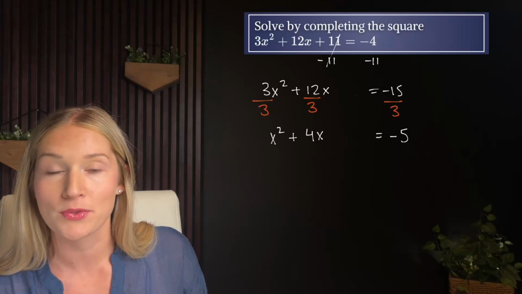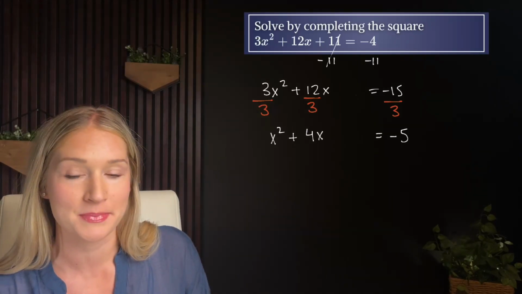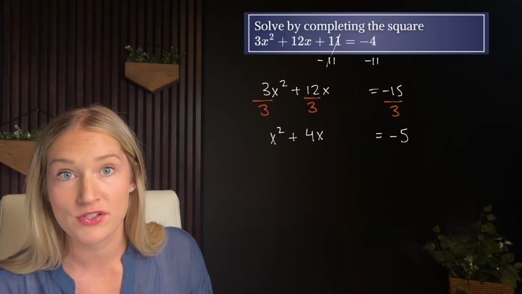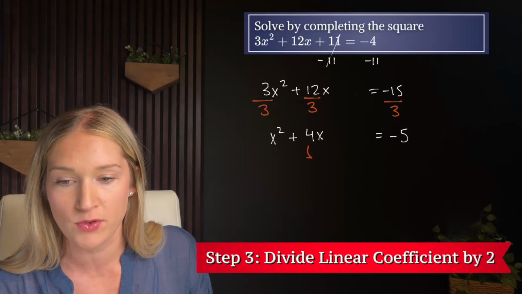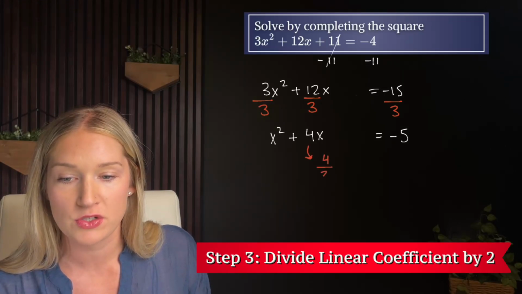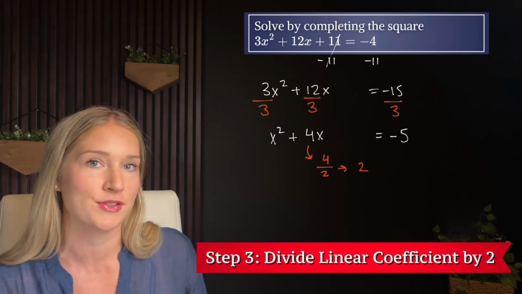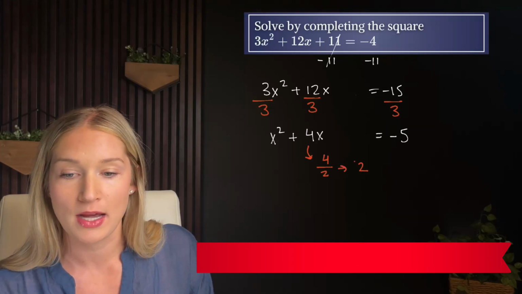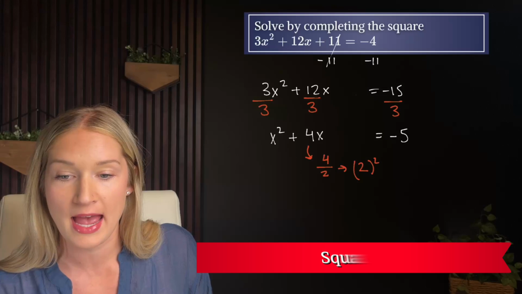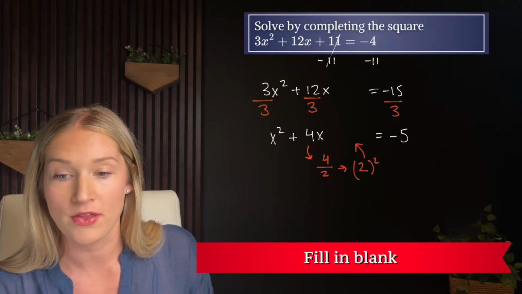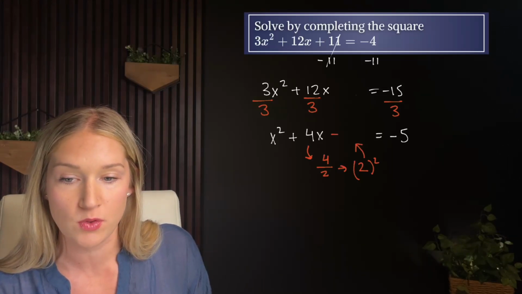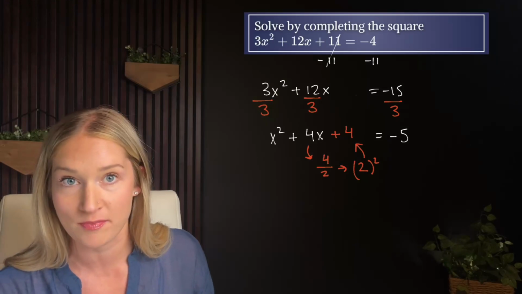And now I go through and I fill in the blank with the number that completes the square. I take the coefficient of my linear term, so that's this 4, I divide that by 2, and that gives me this magic number that I'm going to use to factor later. So remember that 2, I then square it and I add it into the blank on that left-hand side. So 2 squared is 4, I'm adding 4 to the left-hand side of my equation.